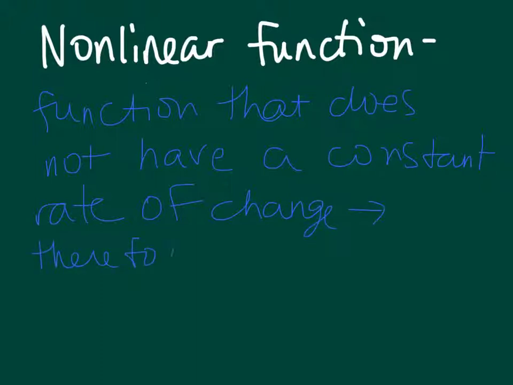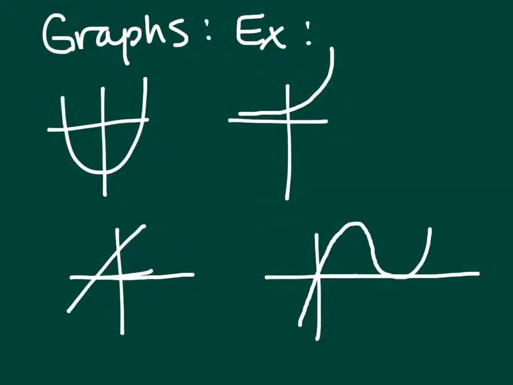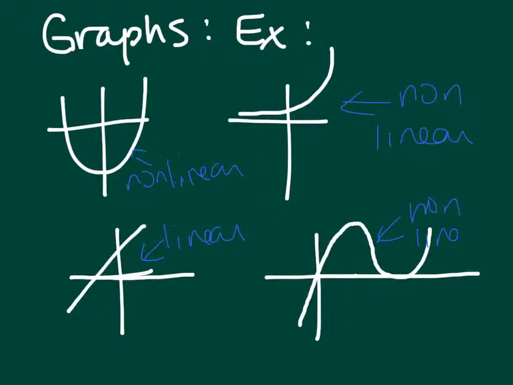Therefore, the graph is not a line. All right, it might be a curve, it might be a squiggly, but it's not a line. Okay, so if I want to look at graphs and decide if they are linear or nonlinear, I just look and see if it makes a line or not. So this graph right here is nonlinear. Nonlinear. This graph right here, nonlinear. This graph right here, linear. And this graph right here, nonlinear.